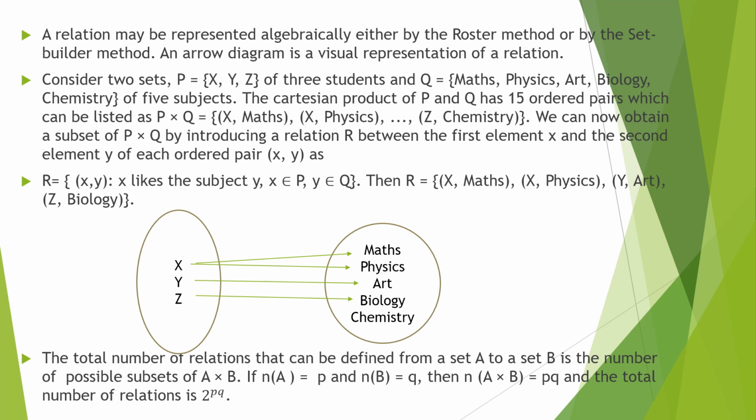So the total number of relations that can be defined from a set A to a set B is the number of possible subsets of A cross B. The total number of possible relations is the number of subsets. That means if the number of elements in A is P and the number of elements in B is Q, you know A cross B will have P into Q elements. So the total number of possible relations is the total number of subsets. That means 2 raised to PQ.